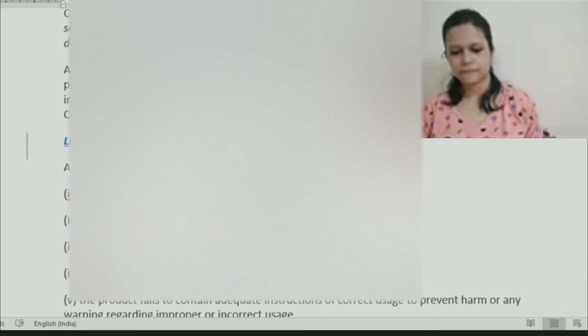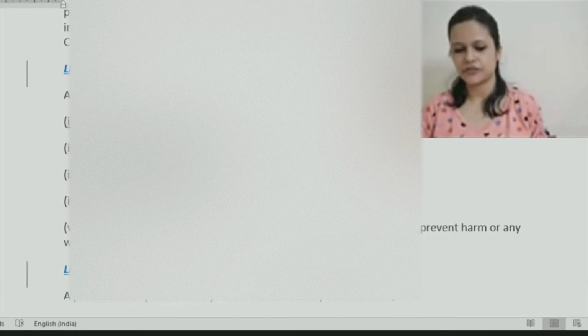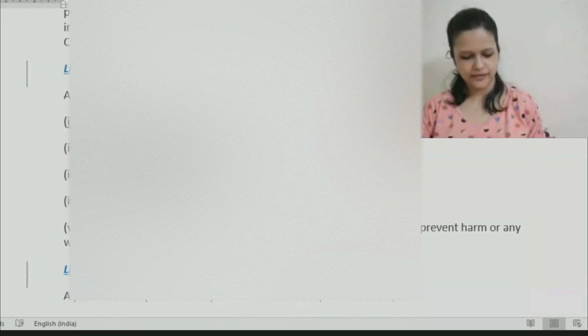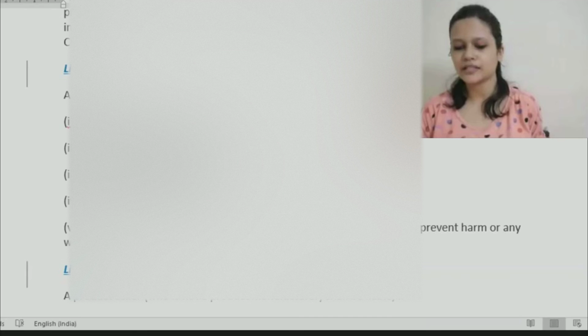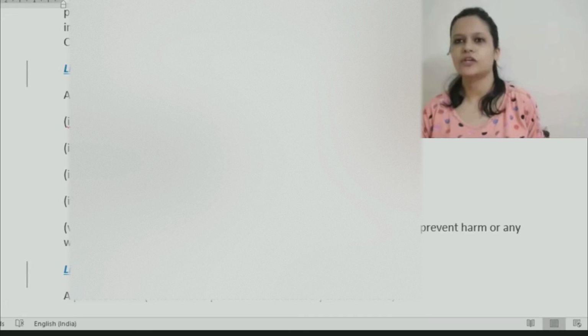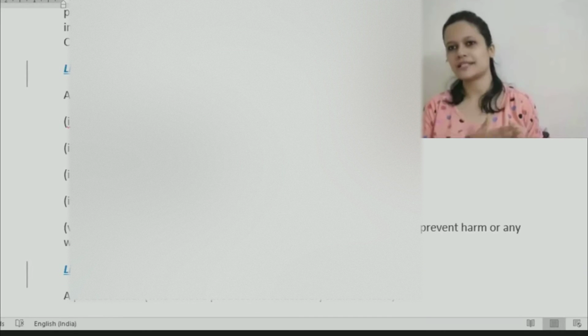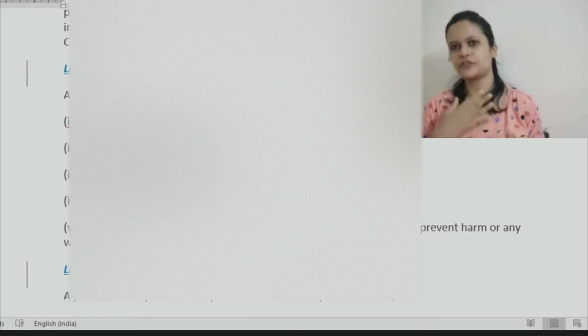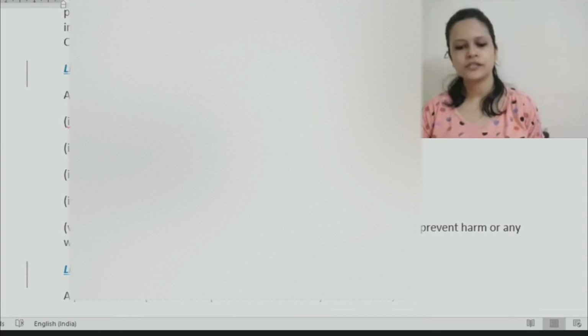Now, liability of the product manufacturer: in which situations you can make the manufacturer liable. So first of all, the product contains a manufacturing defect. While manufacturing the product, there was some defect and the manufacturer failed to identify it and fix it. As a result, the consumer had to suffer loss, so he can file a case against the manufacturer.